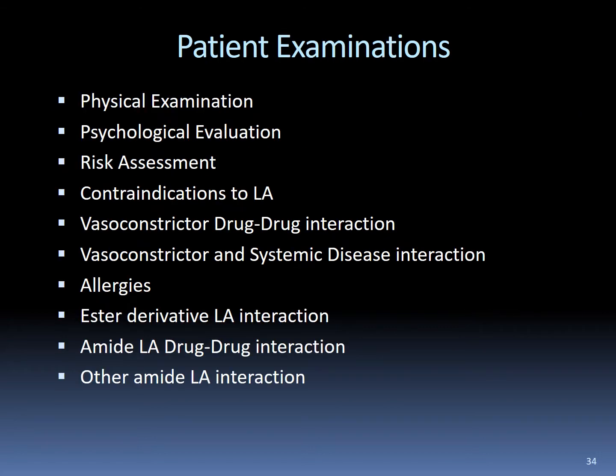The patient examination is concluded when we have assessed the physical state, the psychological state. We've taken into consideration any risk assessment, any contraindications to the local anesthetic drug we've selected, whether or not we should be selecting a vasoconstrictor, and if this vasoconstrictor has any systemic interactions with the patient's disease, any allergies, any alternatives to the ester-derived local anesthetic interaction, the amide local anesthetic drug-to-drug interaction, and any other amide local anesthetic interactions that must be considered.